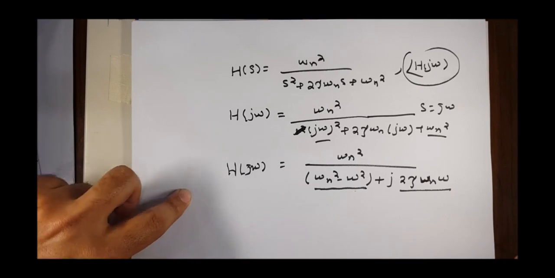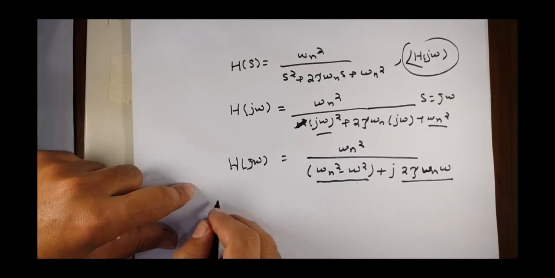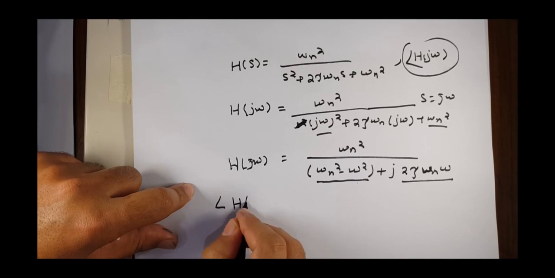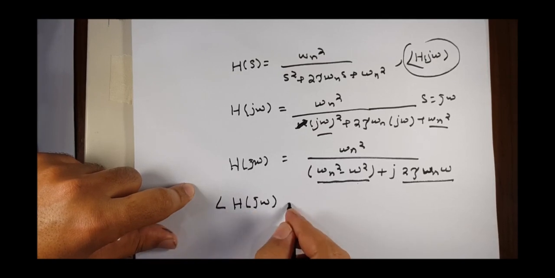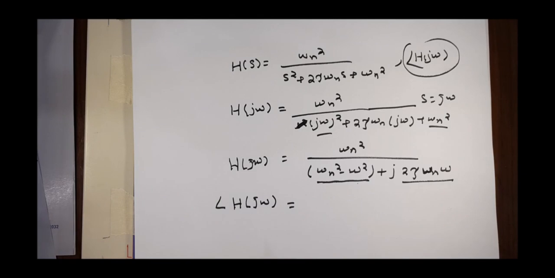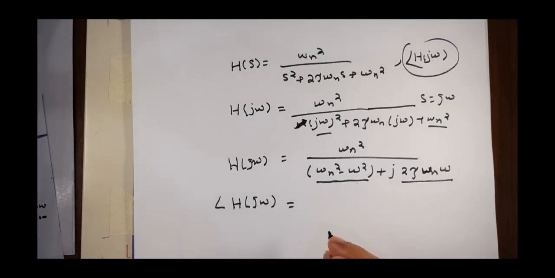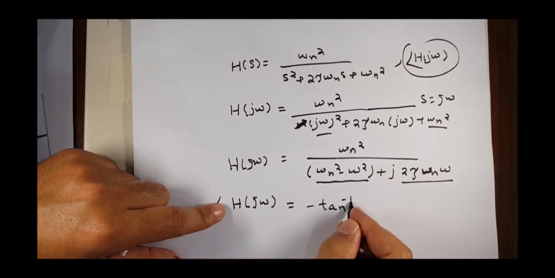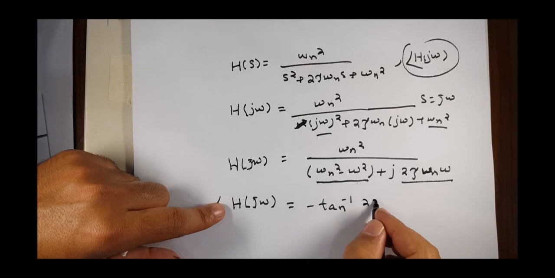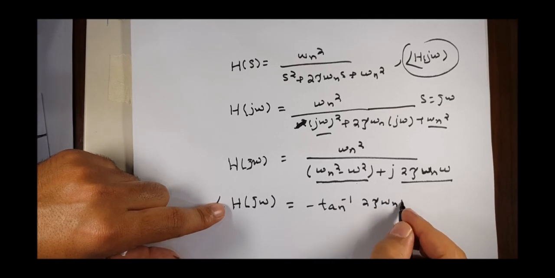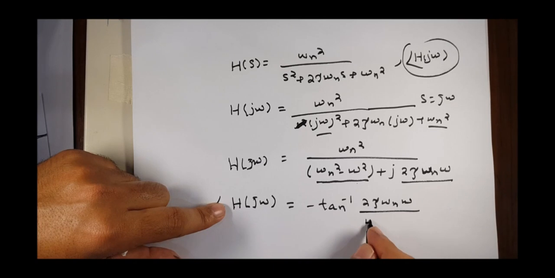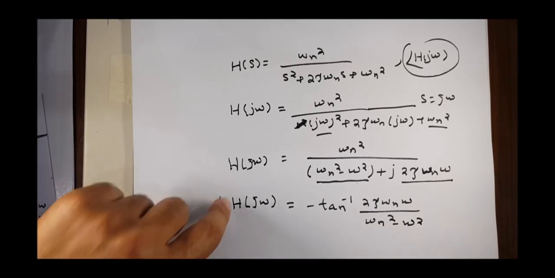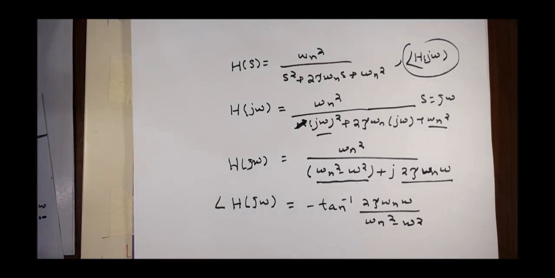We are interested in finding the phase of H(j omega). So the phase of H(j omega) will be minus tan inverse of the imaginary part, which is 2 zeta omega n times omega, over omega n square minus omega square. This is your phase.